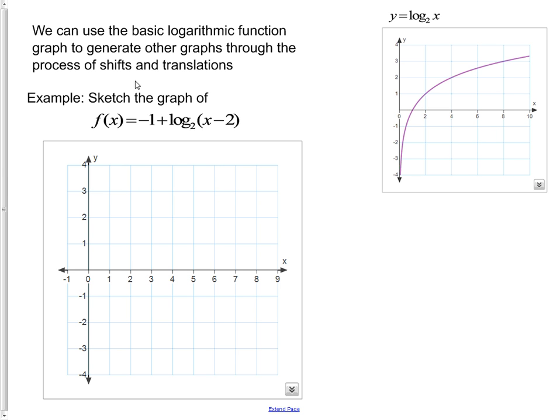So let's use some shifts and translations to sketch a graph like this one. f(x) equals -1 plus the logarithm base 2 of the quantity x minus 2. What does that mean? Well, if we're using the shift and translation, you recall that if we had a function f of x and we changed it by subtracting 2 from x and adding -1, that would indicate a shift downward of 1 and a shift to the right of 2.